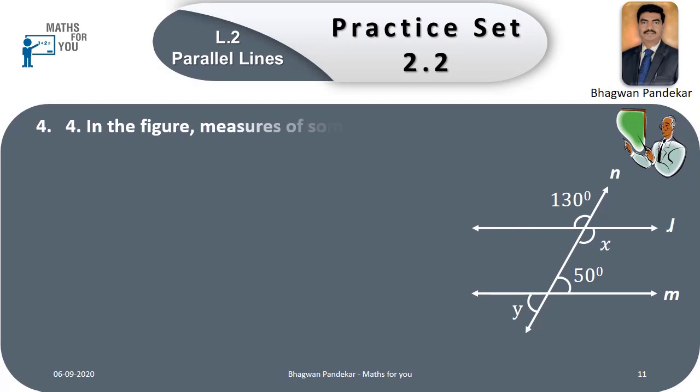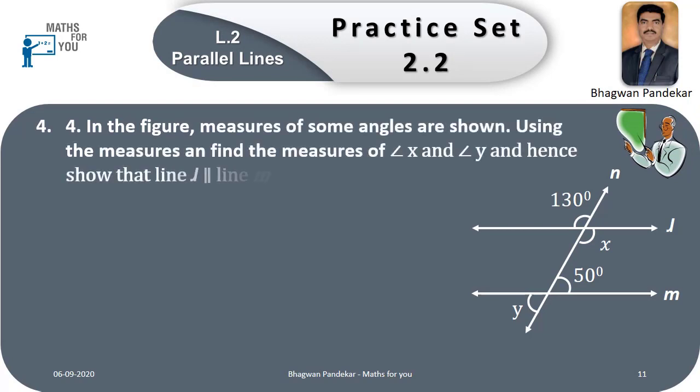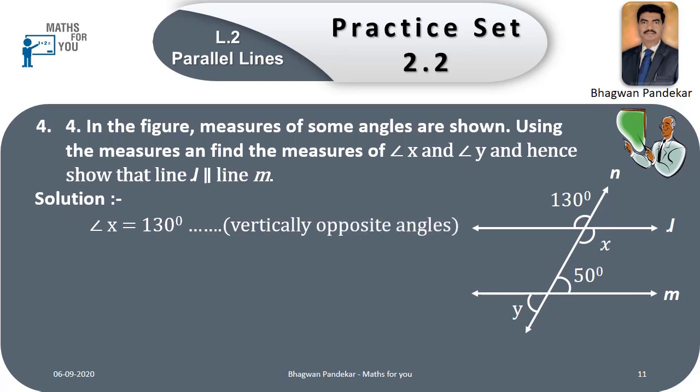Example number 4. In the figure, measures of some angles are shown. Using the measures, find the measures of angle X and Y, and hence show that line L is parallel to line M. Here is the figure, where lines L and M are parallel and line N is a transversal. Observing this figure, we can solve this example.